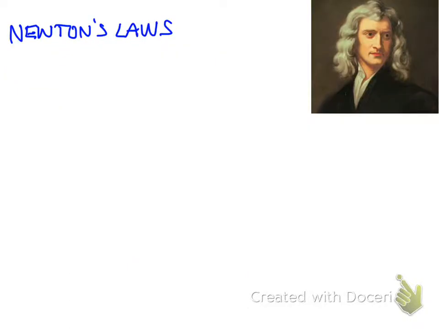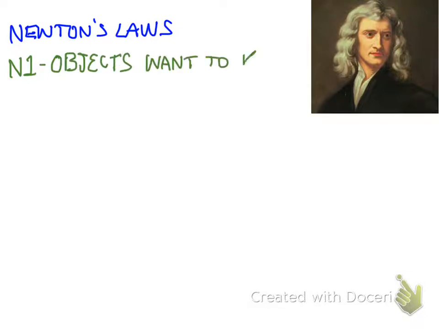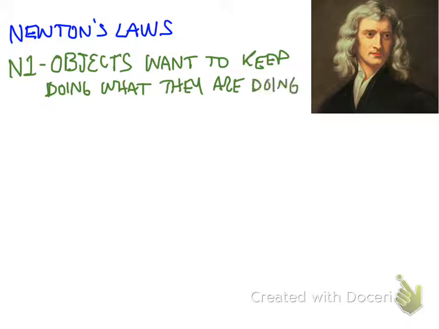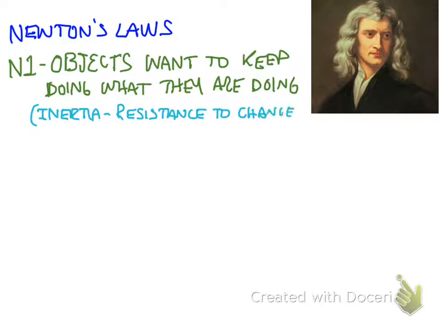Next, we'd like to go into Newton's 3 laws. Newton's first law is that mainly objects want to keep doing what they're doing. Oftentimes you'll see this as objects in motion will remain in motion, but mainly they just want to keep doing what they're doing. Sometimes this is referred to as the law of inertia, and remember that inertia is a resistance to change. Newton's second law we can sum up as the sum of the forces equals mass times acceleration.